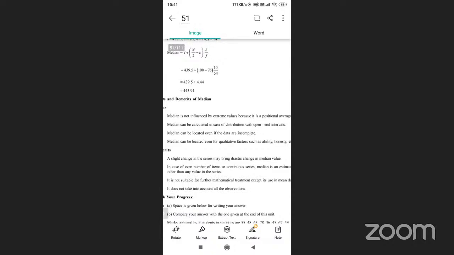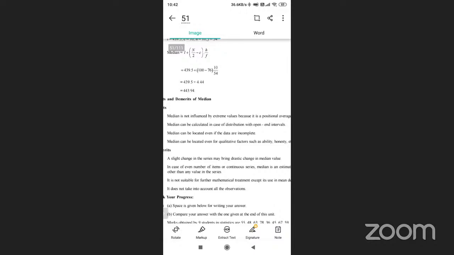Now coming to the merits and demerits of the median. The median is not influenced by extreme values because it is a positional average. The median can be calculated in case of distributions with open-end intervals. Open means less than 10, greater than 40, like that. The median can be located even if the data are incomplete. It can be located even for qualitative factors such as ability, honesty, etc., which are non-measurable characteristics.